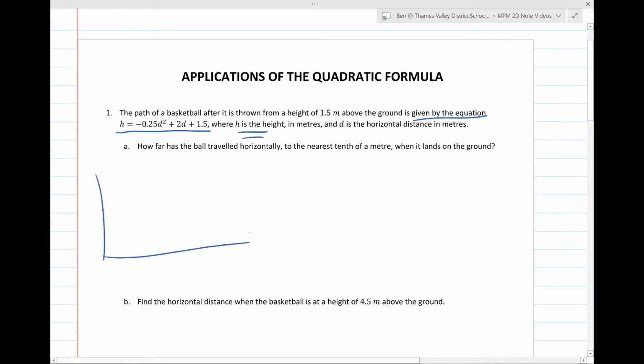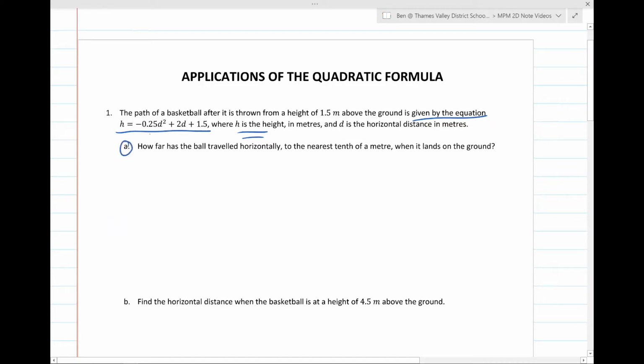So that means it's like a ball is being thrown from 1.5 meters. So we'll say 1.5 meters is here from the ground, right? And it's being thrown up and across. And so we're referencing the height of this basketball against the distance it goes across.